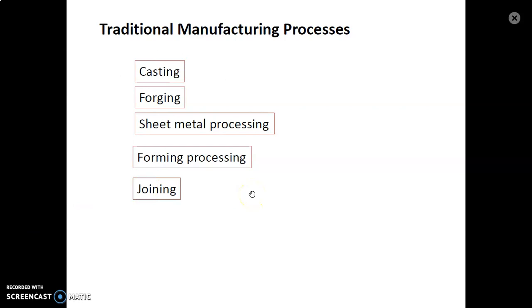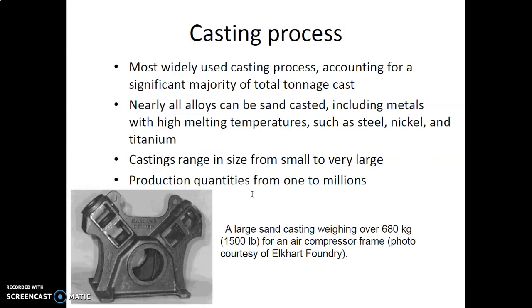The traditional manufacturing processes are casting, forging, sheet metal processing, forming processing, and joining. These are normally the processes used everywhere, and they are very simple manufacturing processes. Now we will start from the first one, the casting process.